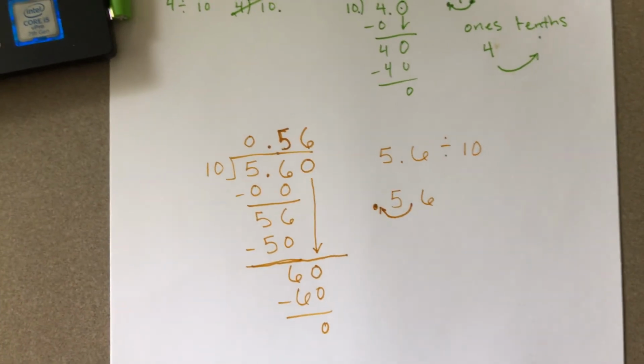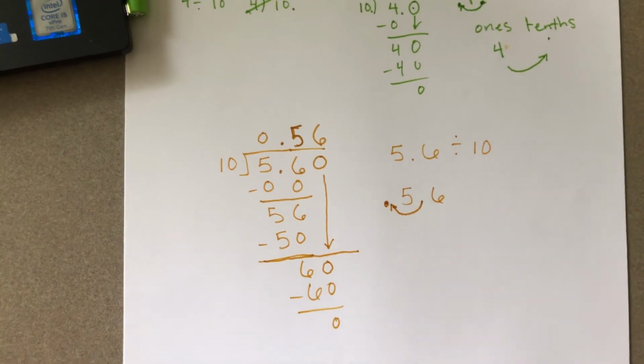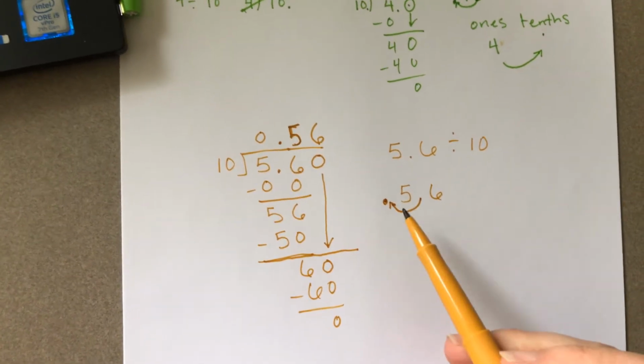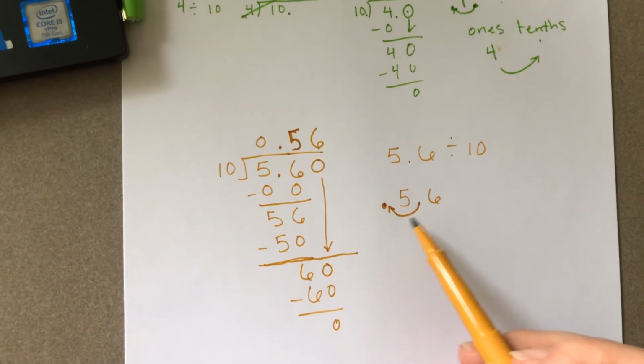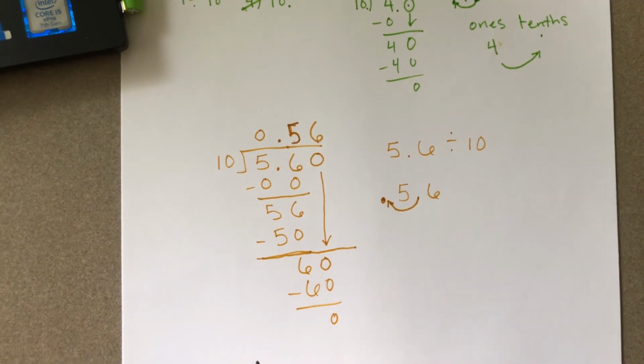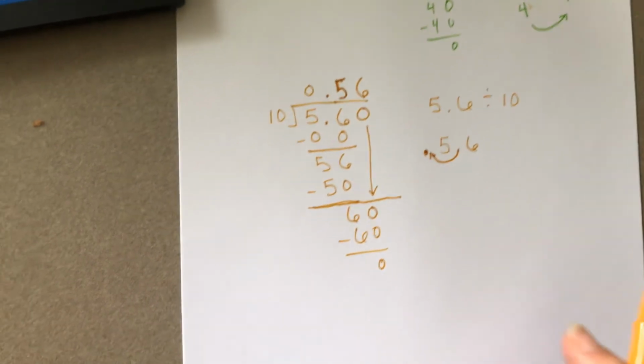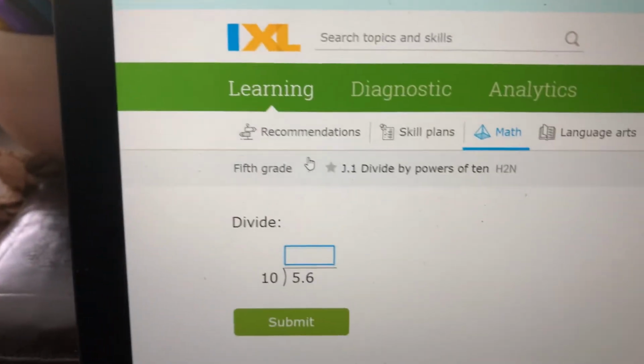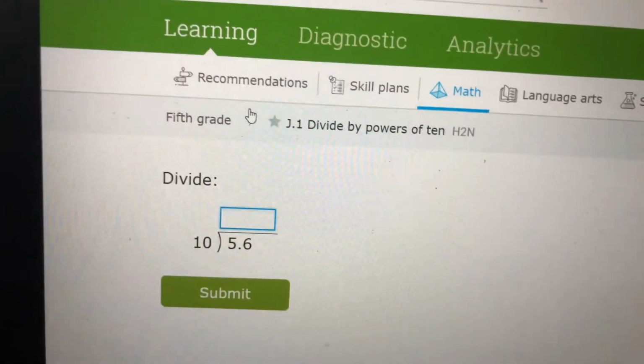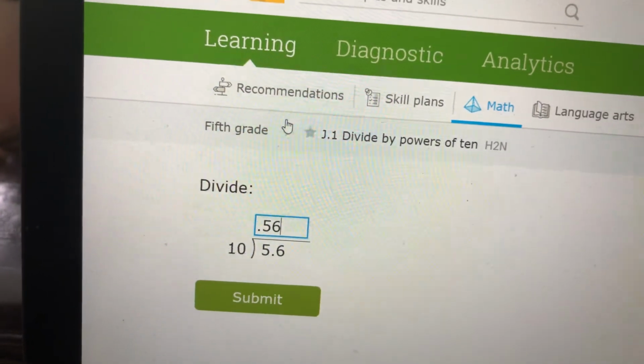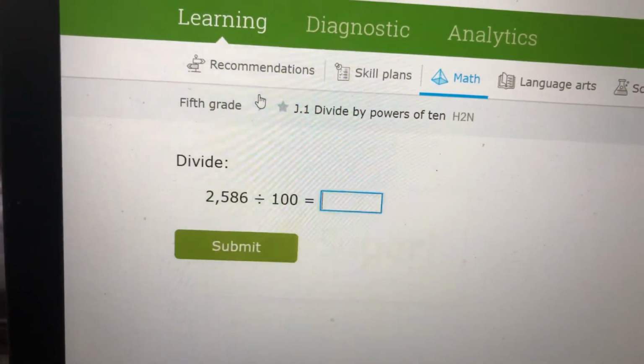Whenever you're multiplying by tens or dividing by tens, it's all about moving the decimal a place value either greater or smaller. Okay, hopefully that's helpful. 0.56 is our answer here. All right, let's try another one.